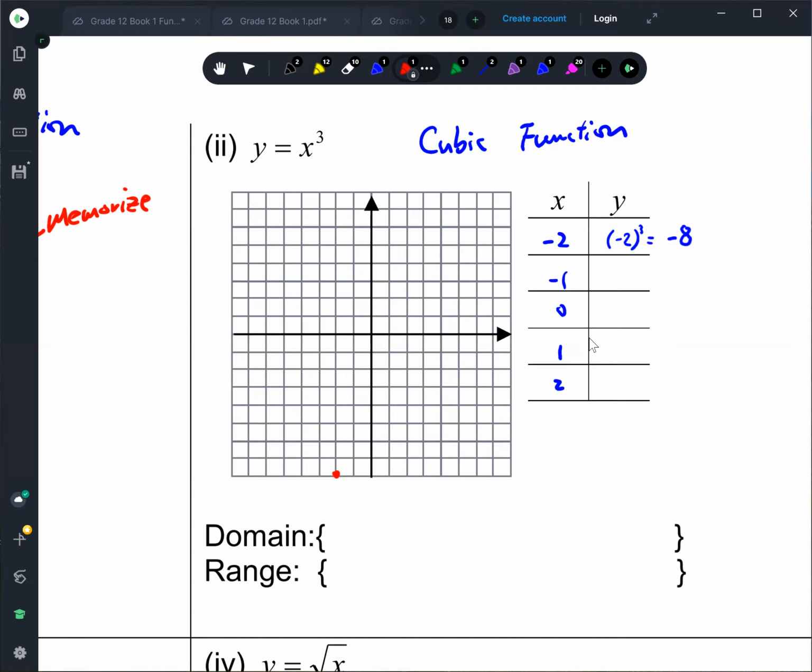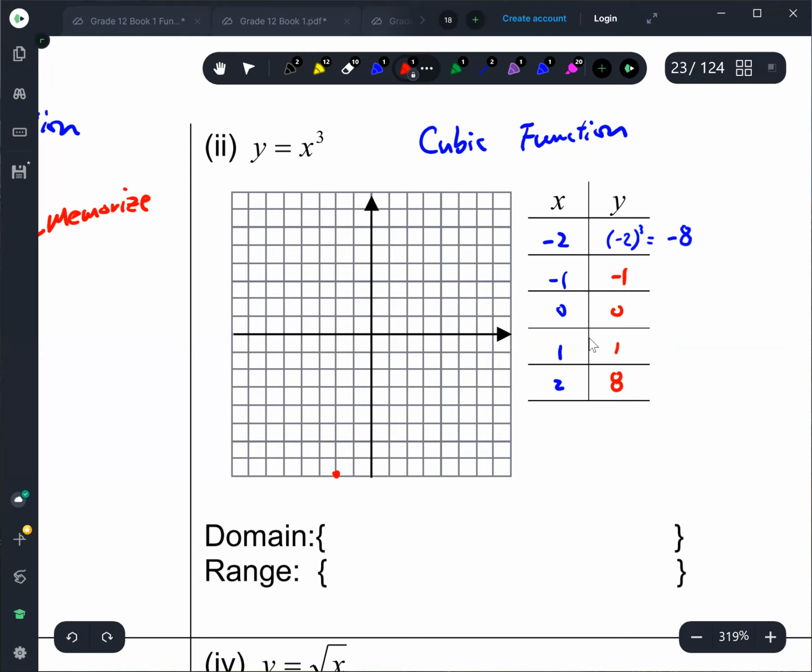Okay, -1 to the cube is -1, right? 0, 1, 8. Okay, -1 should be here. 0, 0. Okay, but it's not opening down, right? It looks like a parabola, but it's not. After that, the positive side continues to go up. 2 will be 8. Okay, so I think most of you have seen this before. And not a straight line, okay? It's a curved line, so it goes like that.